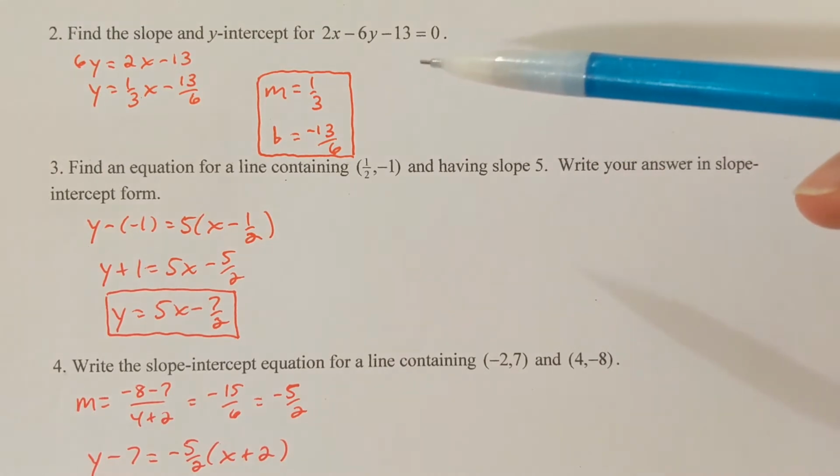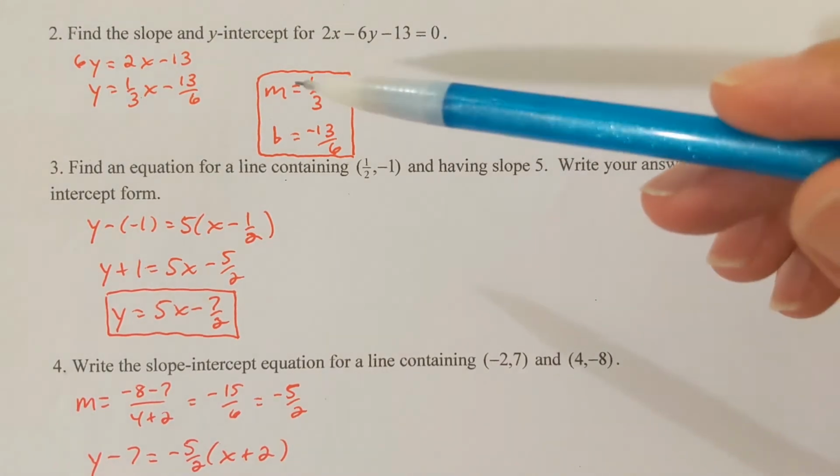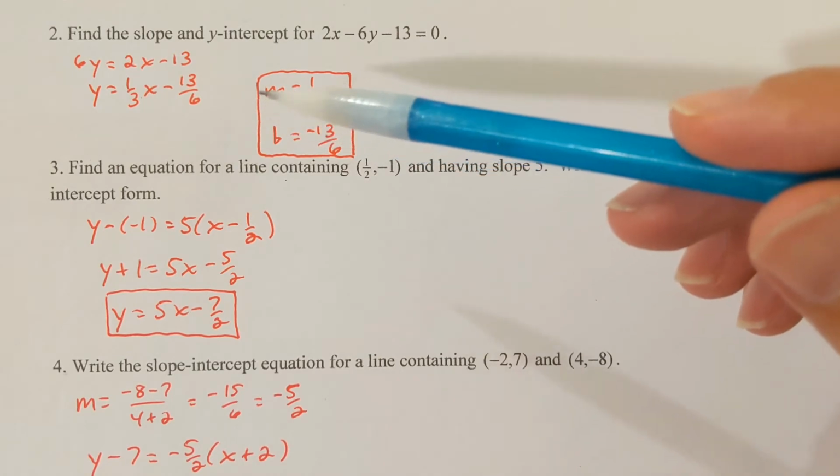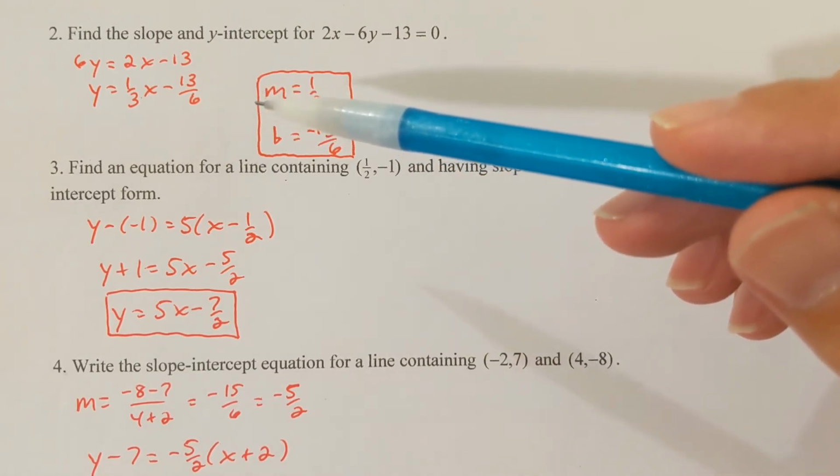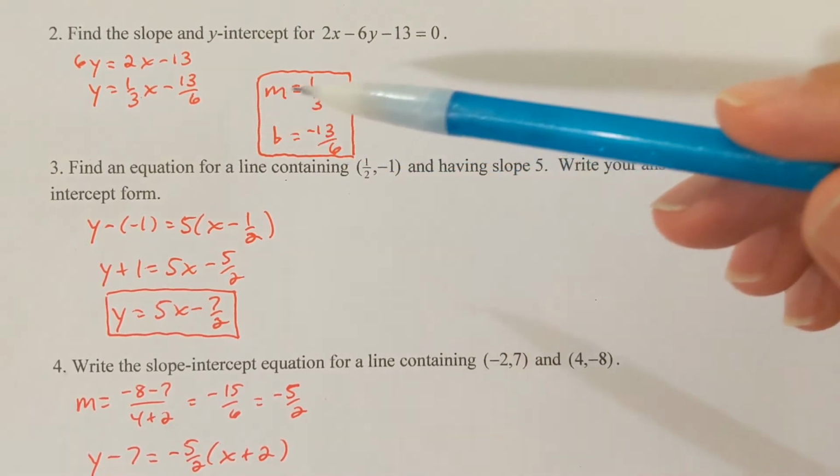Okay. And the idea with this one is to get the equation into slope-intercept form. That way we can identify the slope and the y-intercept.